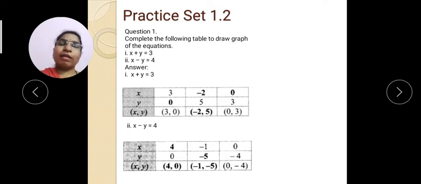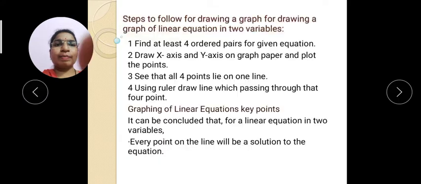Now see, in practice set 1.2 there are some questions they will ask. The first question is to complete the following table. Tables are given, equations are given to you, and you have to complete the table. Another question is how to plot the linear equation on a graph, that is, how to represent the linear equation graphically. Now, how to complete this in a simple way, here I explain.